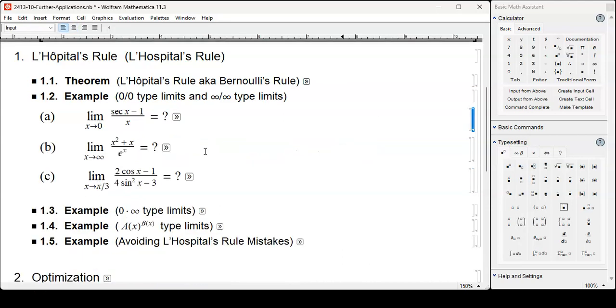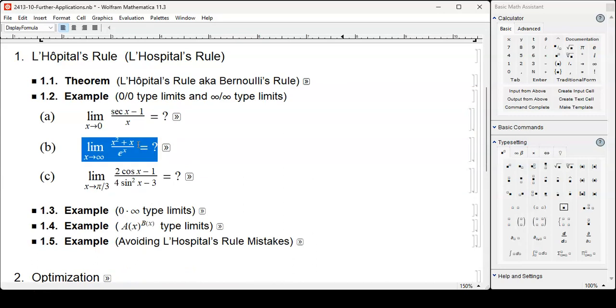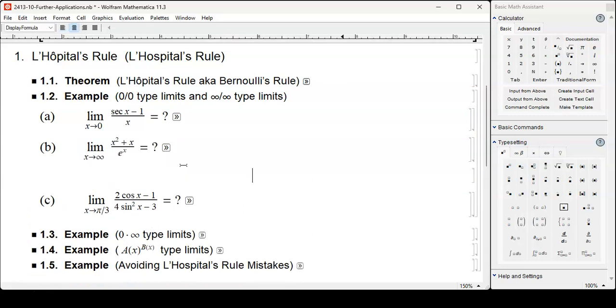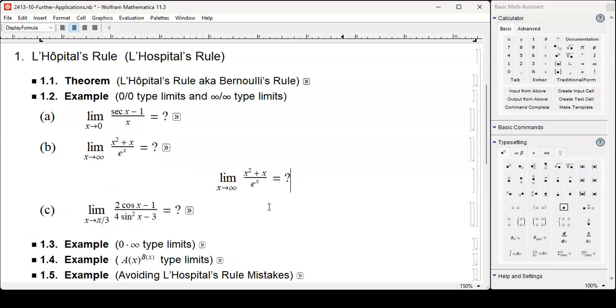Okay, how about the next problem? This is clearly an infinity over infinity type problem. Plug in infinity to the numerator, we have infinity squared, okay, that goes to infinity, and exponential squared, that too goes to infinity. So let's apply L'Hopital's rule, take the derivatives, the numerator becomes 2x plus 1, and the denominator stays as e to the x because exponential function stays all the same time.